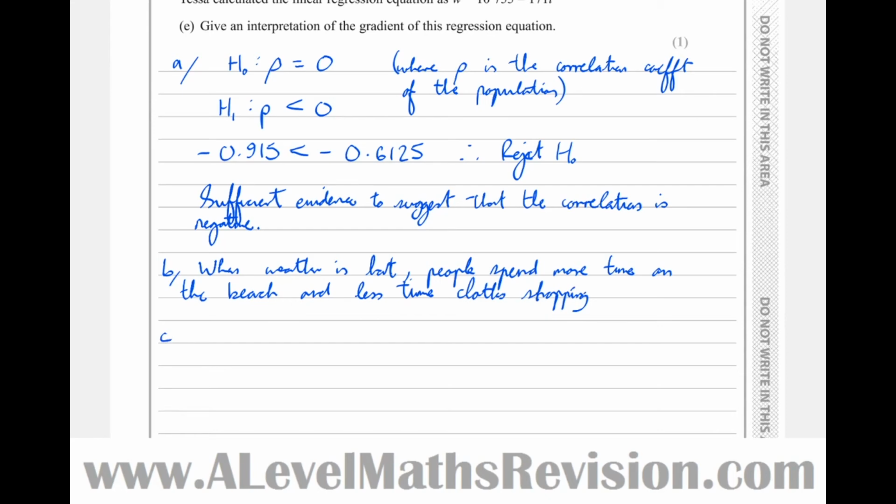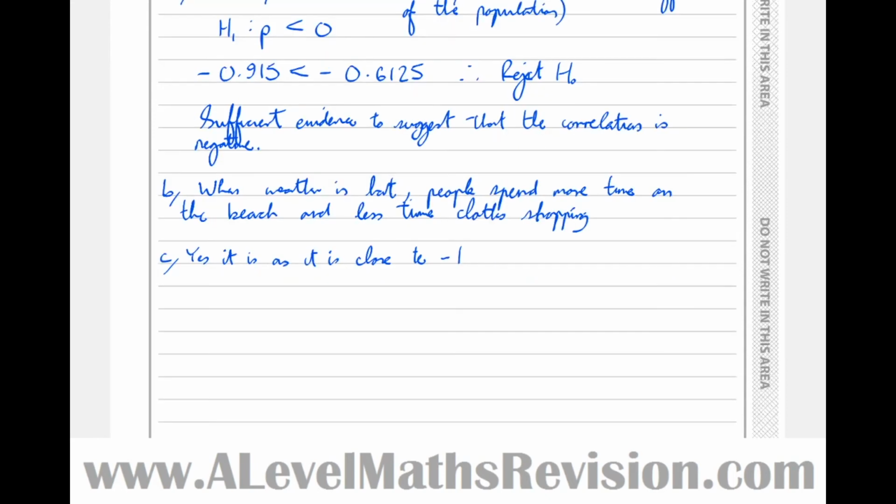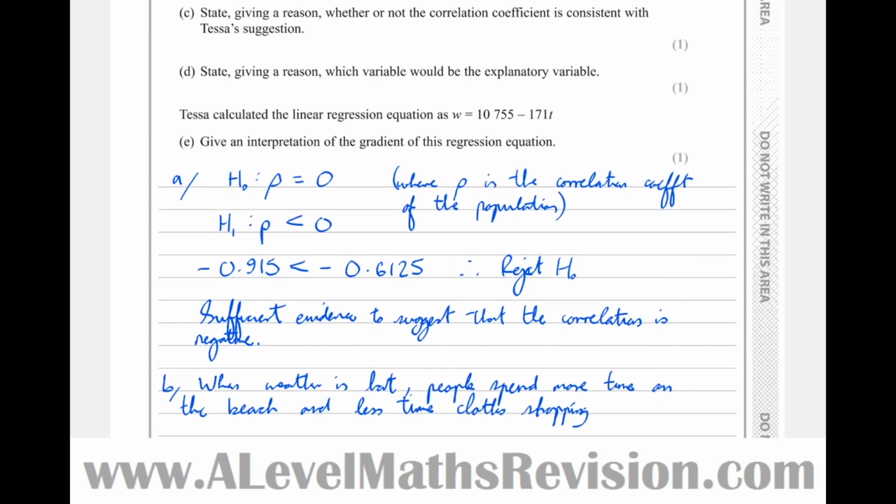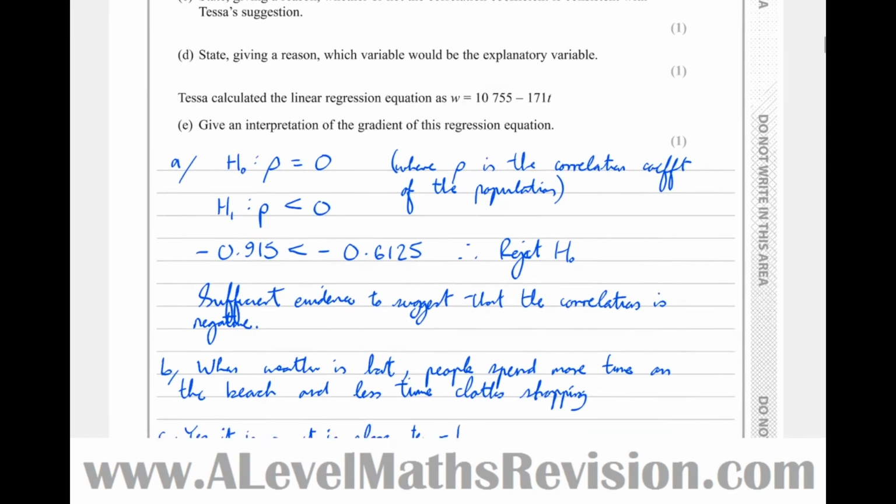Okay, now part C. Then part D. State, giving a reason, which variable would be the explanatory variable. Well, the explanatory variable is another name for the independent variable. So the independent variable here is temperature, because clothes sales depend on temperature. So state, giving a reason, which variable would be the explanatory variable.